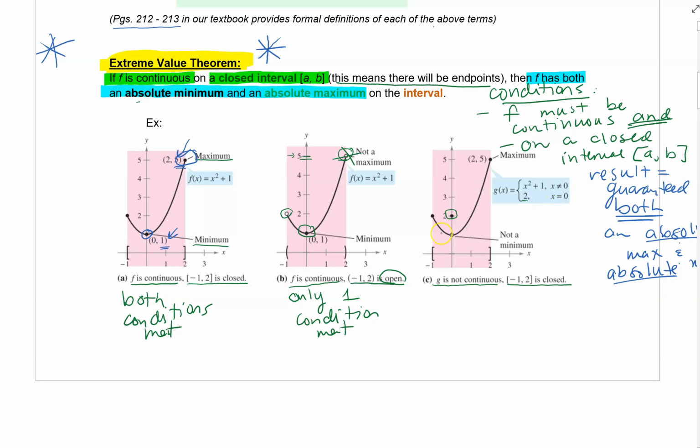So then what used to be my absolute minimum is no longer a minimum because they changed it to 2, which is not the lowest, right? There are y values on this that are lower than 2. I still have my maximum at my endpoint, right? My interval was closed, so I still had that maximum, but I was not guaranteed both because only one condition was being met. So this is kind of showing you 3 scenarios that were either meeting both conditions or only one. Now I want to show you scenarios where you're not given an interval at all.